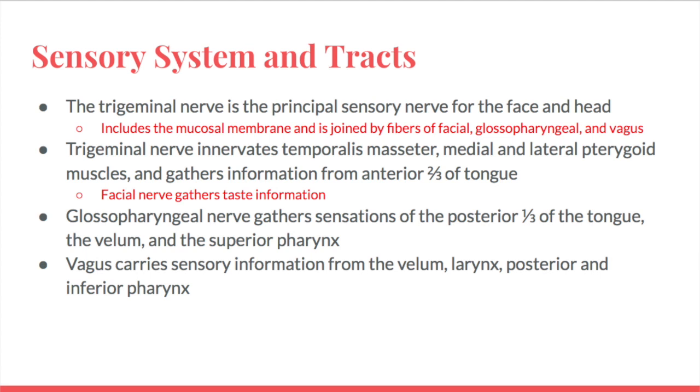The trigeminal nerve is the principal sensory nerve for the face and head. It includes the mucosal membrane and is joined by fibers of facial, glossopharyngeal, and vagus cranial nerves. The trigeminal nerve innervates the temporalis, masseter, and the medial and lateral pterygoid muscles, and gathers information from the anterior two-thirds of the tongue. However, the facial nerve gathers taste information.